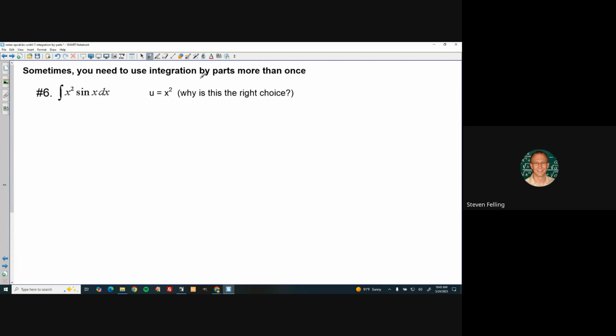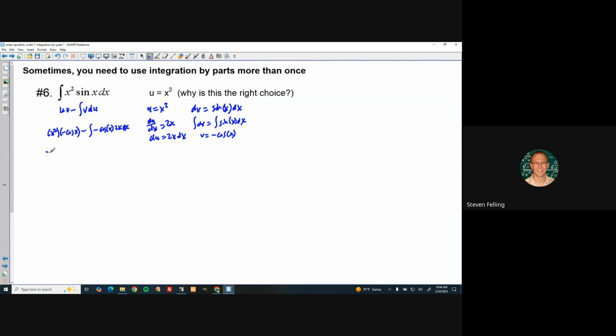Sometimes you do need to use integration by parts more than once. So let's go ahead and do a u substitution where u is x squared. That means the dv here will be sine of x dx. So the derivative du dx is 2x, and we get du is 2x dx. And the antiderivative of sine is negative cosine, so v is negative cosine of x. And then we substitute into uv minus integral v du. The uv is x squared times negative cosine x, and then minus an integral of negative cosine of x times 2x dx.